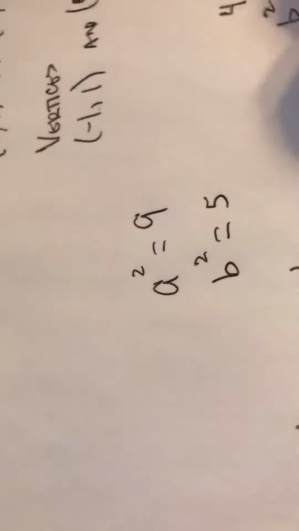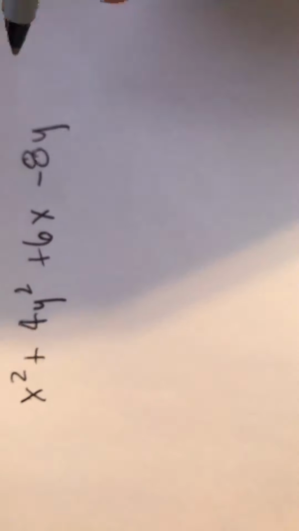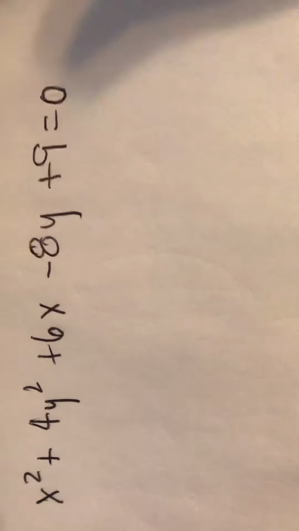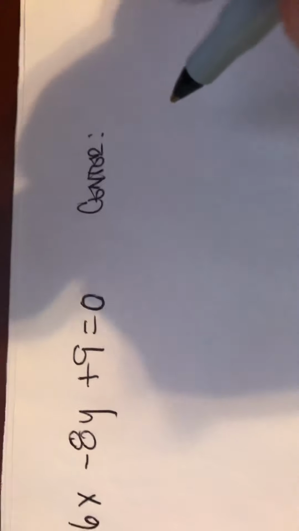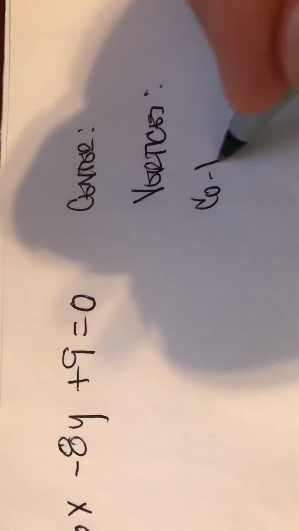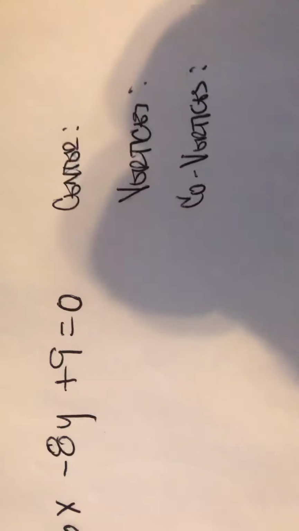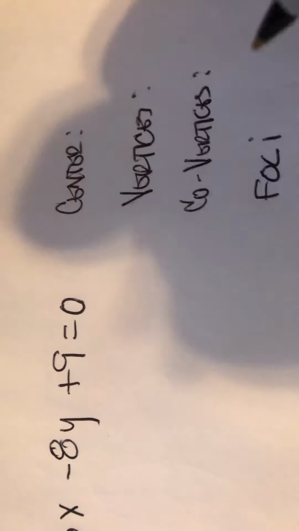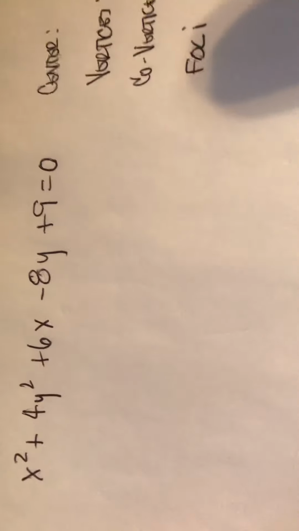All right, another type of example, a question like example 2, slide number 17 on your PowerPoint. We have x squared plus 4y squared plus 6x minus 8y plus 9 equals 0. Now, in an equation like this, typically when you're given the equation, you're going to have to find the center, vertices, co-vertices, foci, and you'll be asked to sketch a graph. All right, now where do we start?